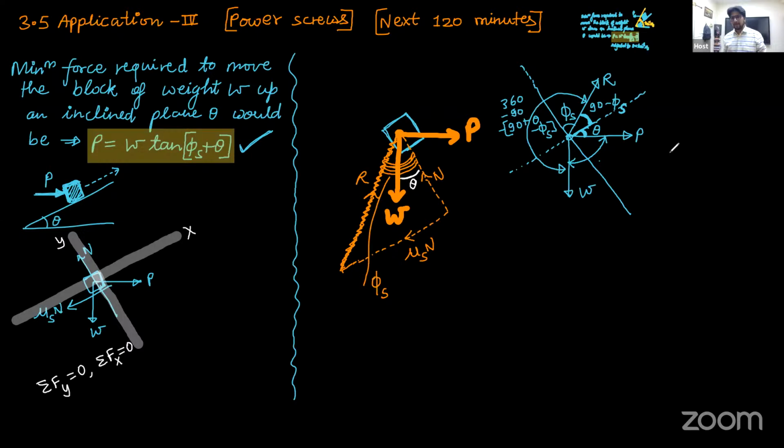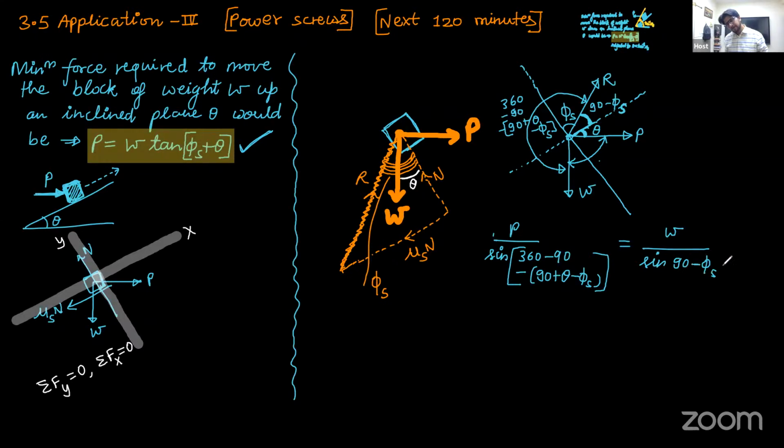Cool. Now I can apply Lami's theorem. Lami's theorem says P upon sine of this whole thing, 360 minus 90 plus theta minus phi s, and W upon sine 90 minus phi s plus theta. Now this will become 360 minus 90, sine 180.